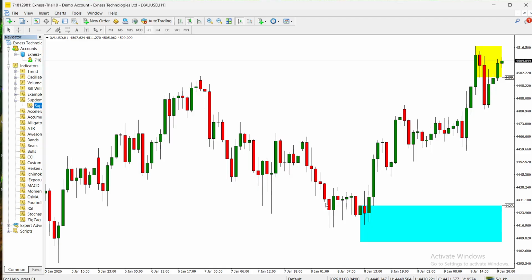This overview from the Forex Geek highlights how automatic detection and display of supply and demand zones can help traders identify high probability reversal areas and plan trades more effectively.